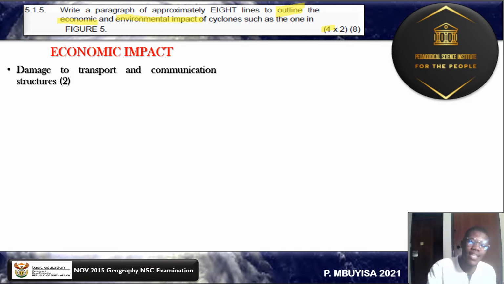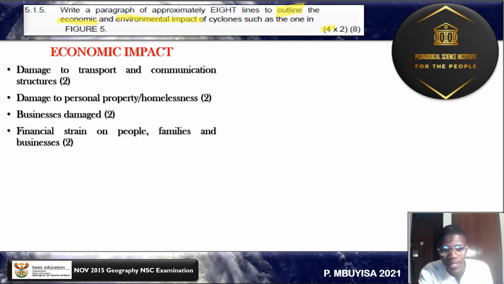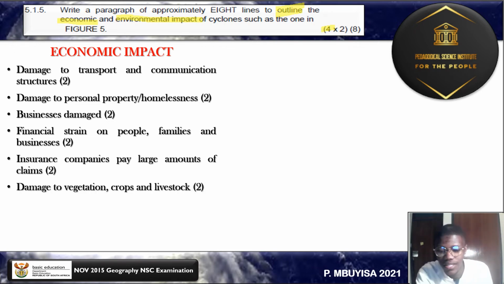Now we know that these cyclones are going to lead to damage to transport and communication structures. That's a negative impact. They may damage personal property or people's homes. They damage businesses, which is bad for the economy. And remember, when they damage property, it means that people have to spend money in fixing the property, right? And it causes a financial strain on people, families, and businesses. And insurance companies will have to pay these people to fix their stuff. And it damages vegetation, crops, and livestock.